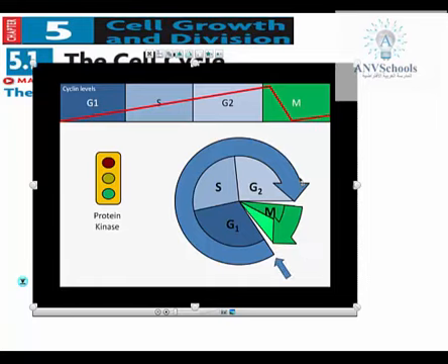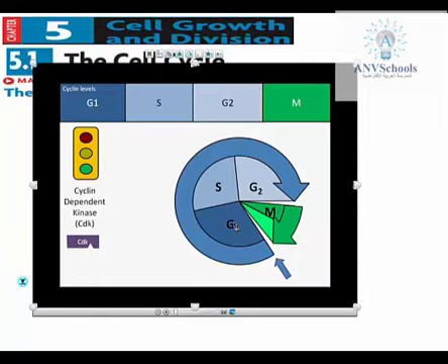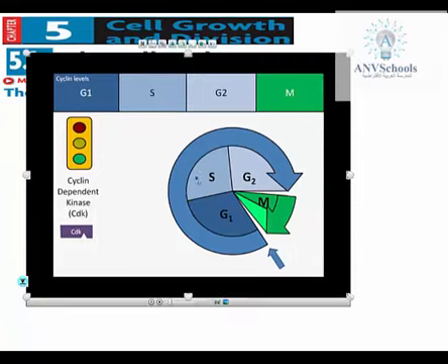So these signals will either allow it to continue or to make it stop and restart afresh. So there is one signal here and there is another signal here. So it may come up to here and does not enter the S phase, or it may come up to here and doesn't enter the G2 phase, or it may come and doesn't enter mitosis.